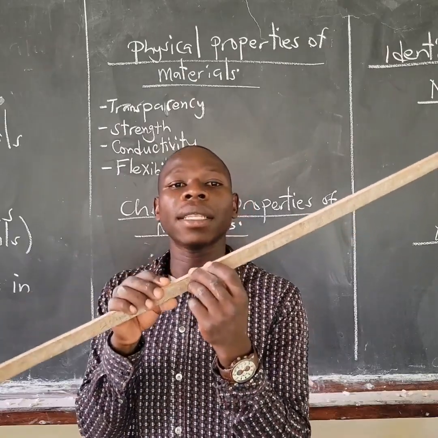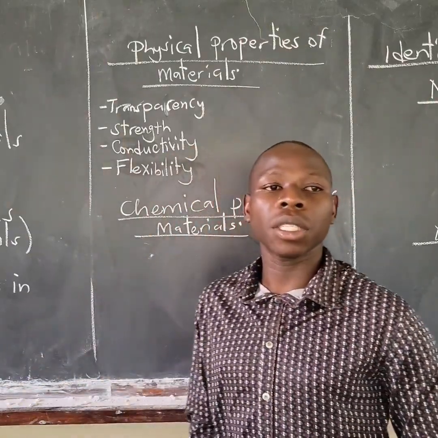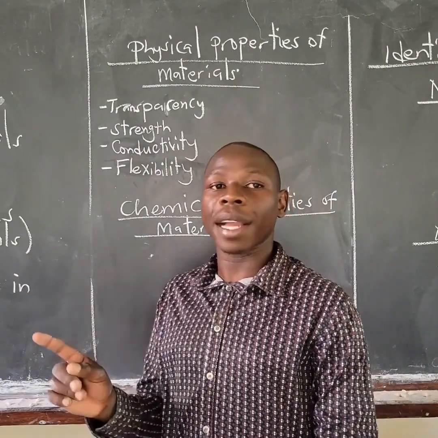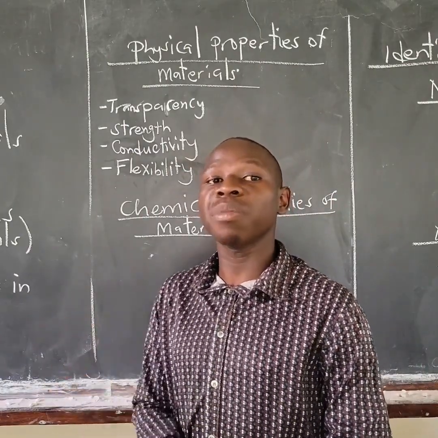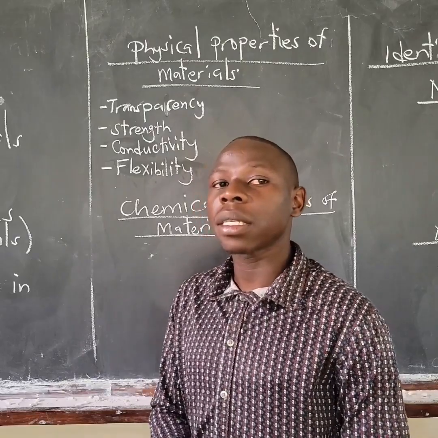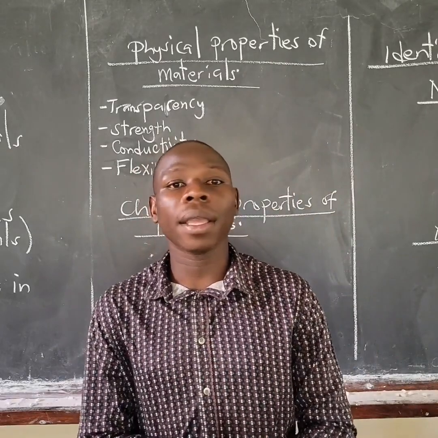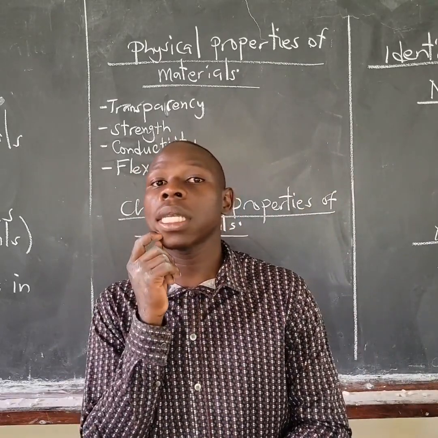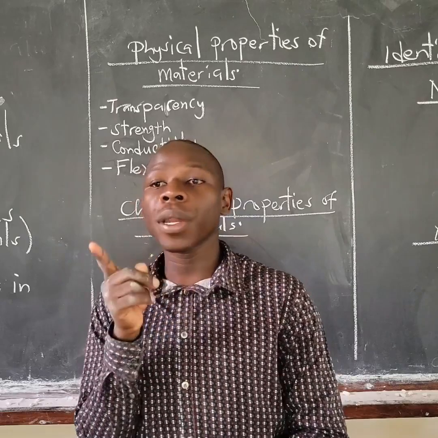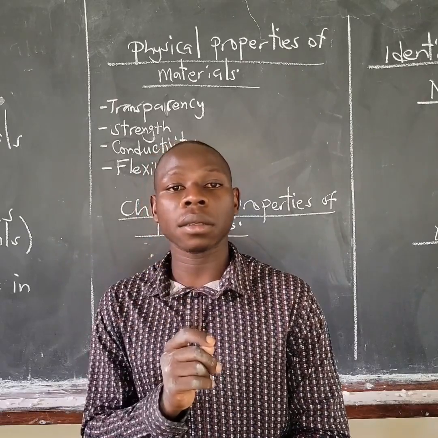If you cannot see light, then it means that material is not transparent. And if you can see light, it means that material is transparent. And if your glass is transparent, that's why you are able to see light when you look through windows which have glasses.